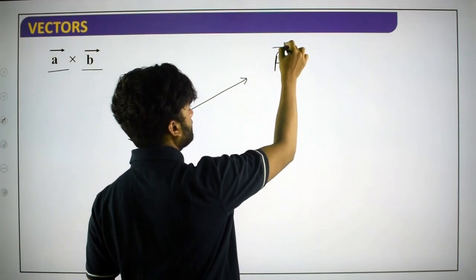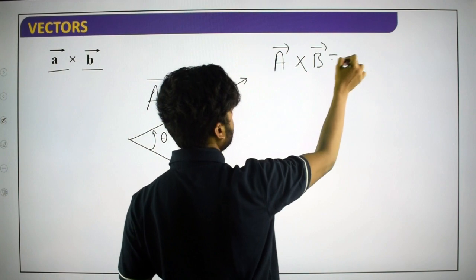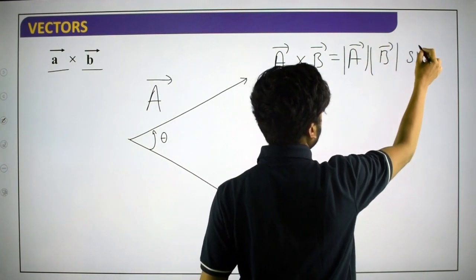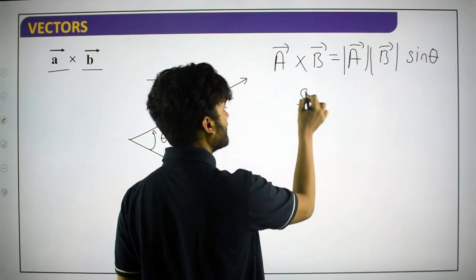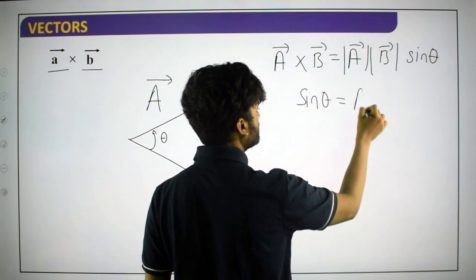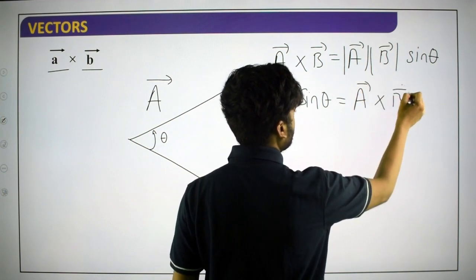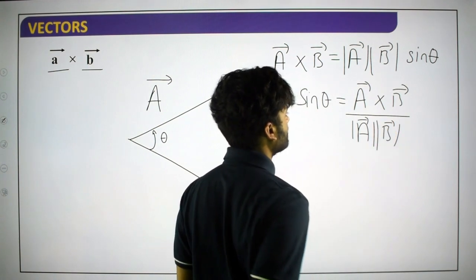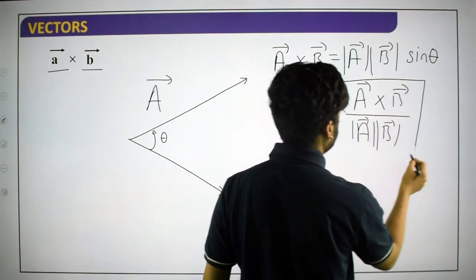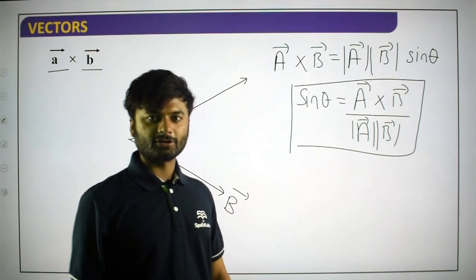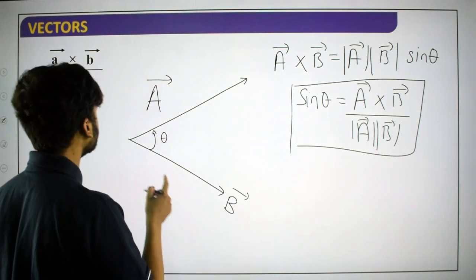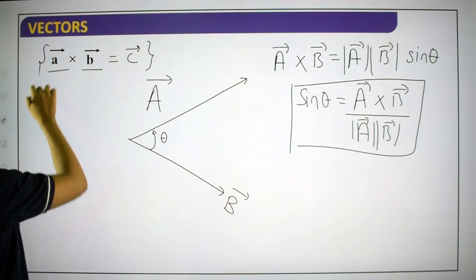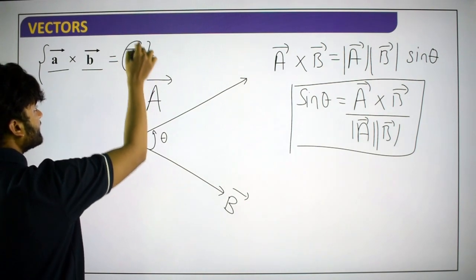The magnitude of this cross product is defined as the magnitude of A, the magnitude of B, and the sine of theta between them. Here sine theta is equal to A vector cross B vector upon mod of A vector and mod of B vector. This is how we define sine theta. Remember one thing: if A vector cross B vector is equal to C vector, then in cross product it is very important to define the direction of the C vector.